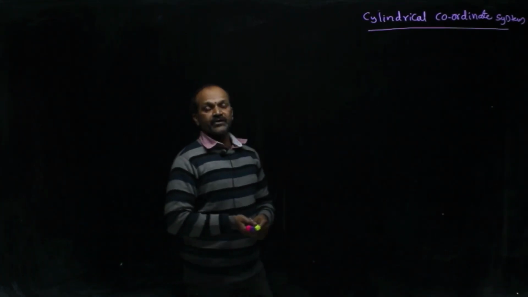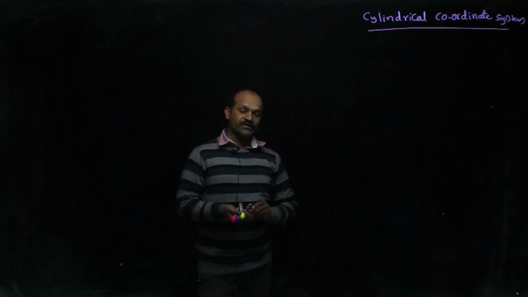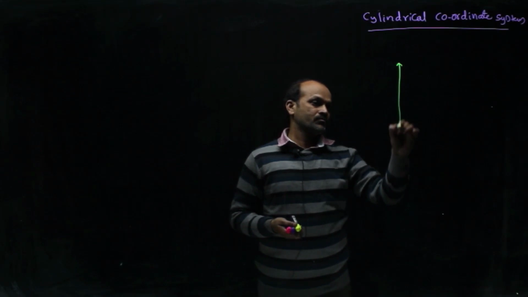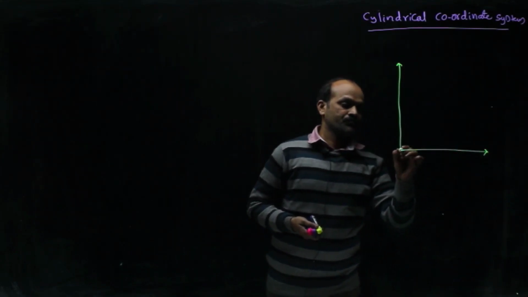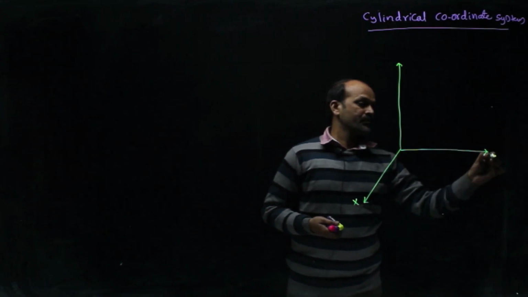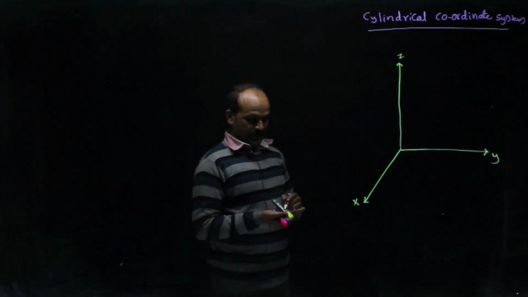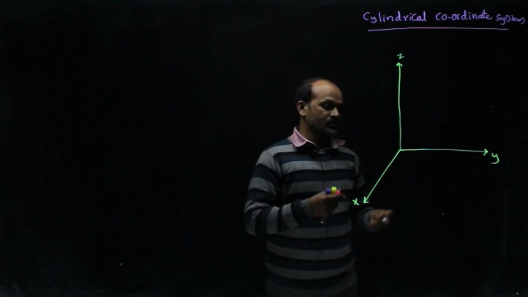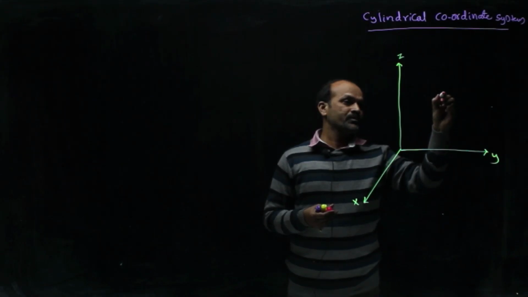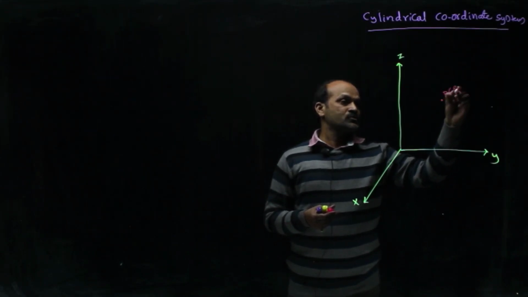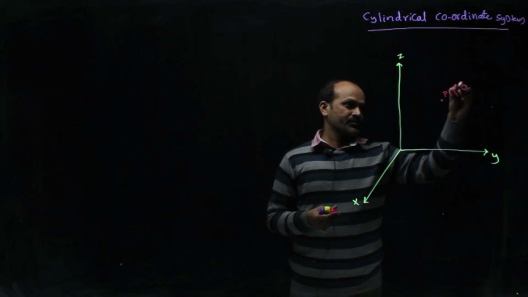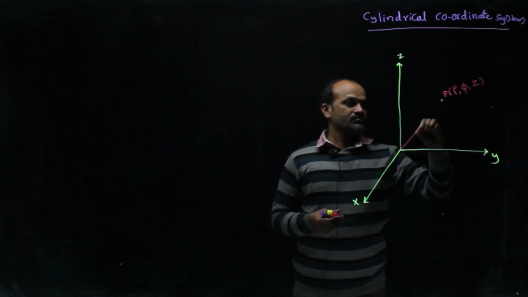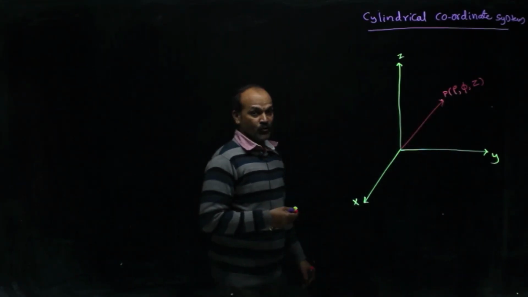We will see now cylindrical coordinate systems. Let us take the axis system, x-axis, y and z. Okay. So in a cylindrical coordinate system, choose some point P and it has coordinates rho and phi, or theta you can take, and z. These are the cylindrical coordinates.